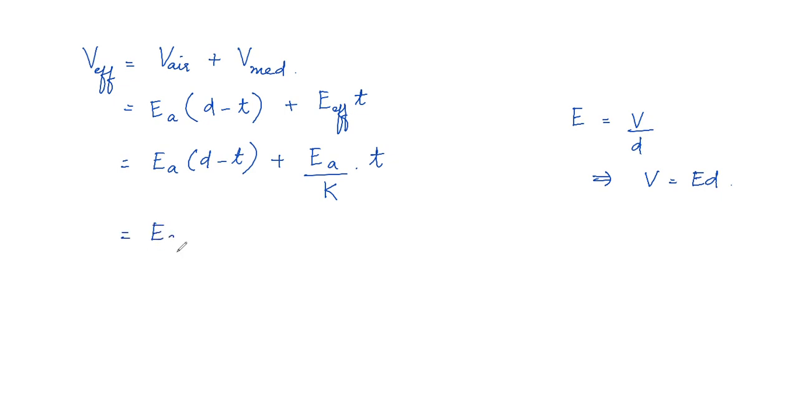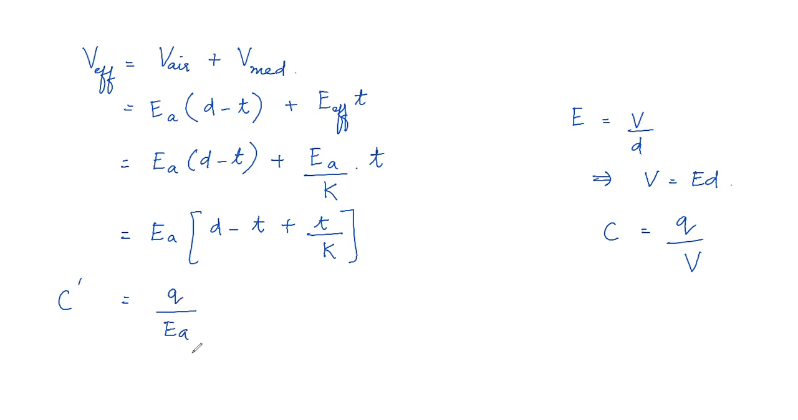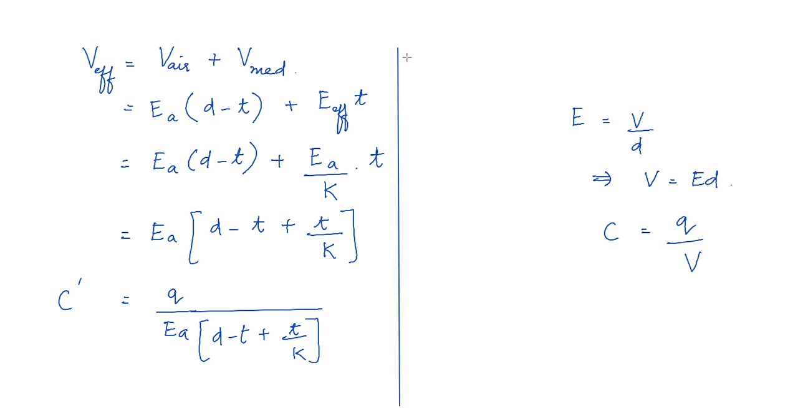So take EA common. I have d minus t plus t by K. Did you understand till here? So what happens to my V effective? And C is equal to Q by V. So what happens to the capacitance with the dielectric? Q upon EA, and all of this comes in the denominator: d minus t plus t by K. I hope you are following my calculation.